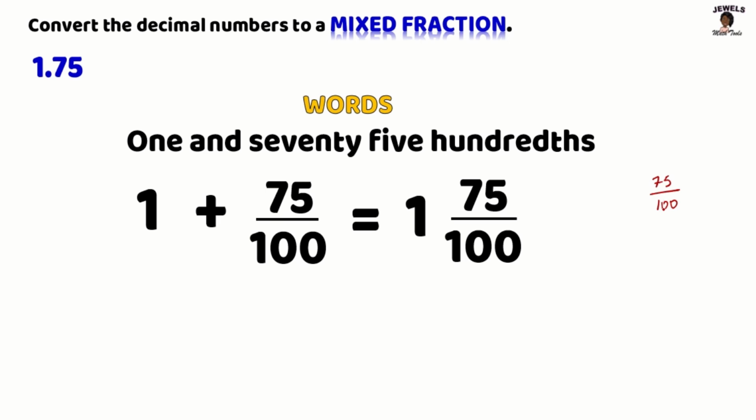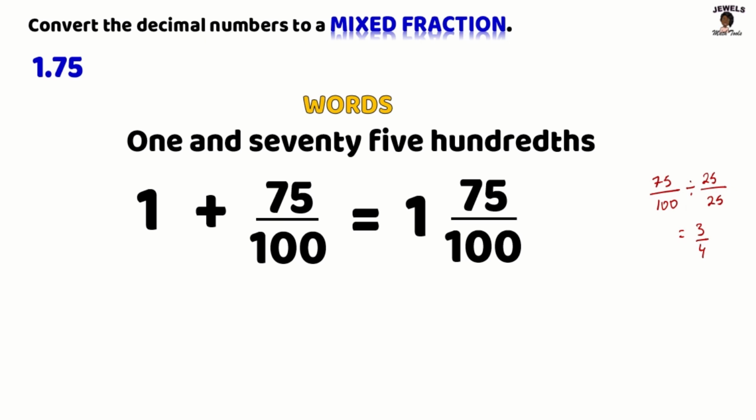With 75 and 100, a common factor that both of these numbers have is 25. So I'm going to reduce both of these numbers by 25. 75 divided by 25 will equal 3, and 100 divided by 25 will equal 4.